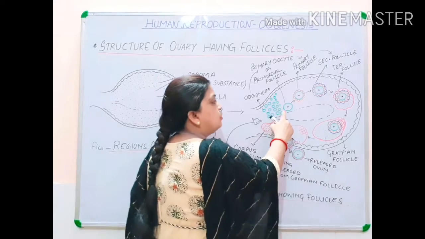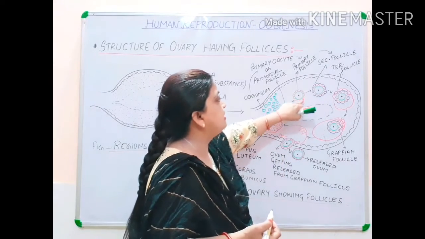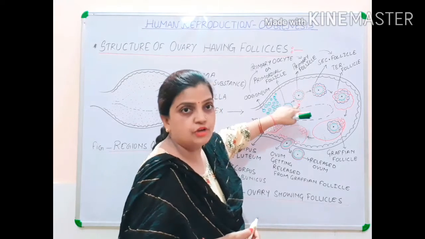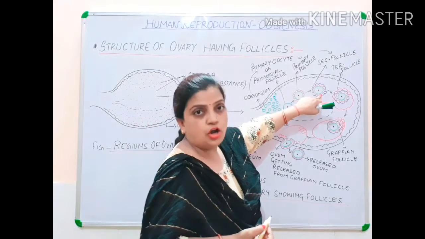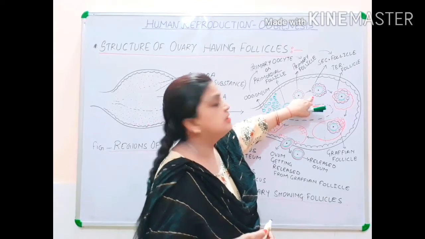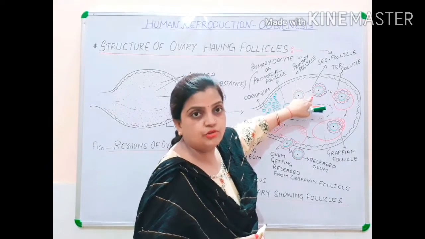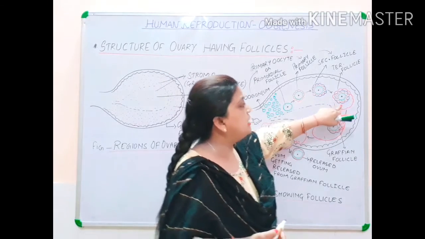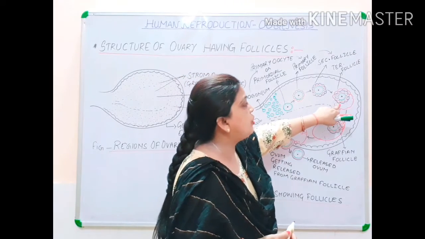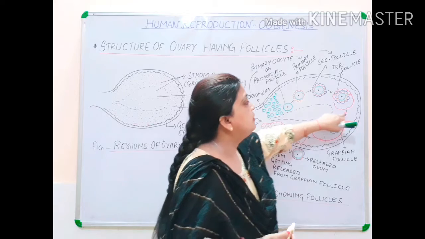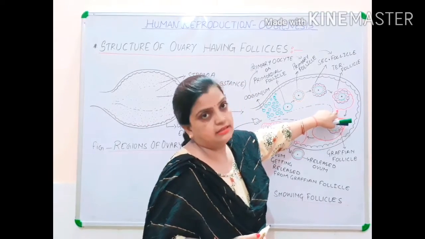I have drawn the oogonium with simple green color. Then the primary follicle, I have enclosed it with orange color from the surrounding. Then the secondary follicle, along with your orange color, I have drawn it with your purple color. So your secondary layer can be seen over here. Then in the tertiary follicle, you can see that along with orange and purple, I have drawn another layer, the third layer, with the red color.